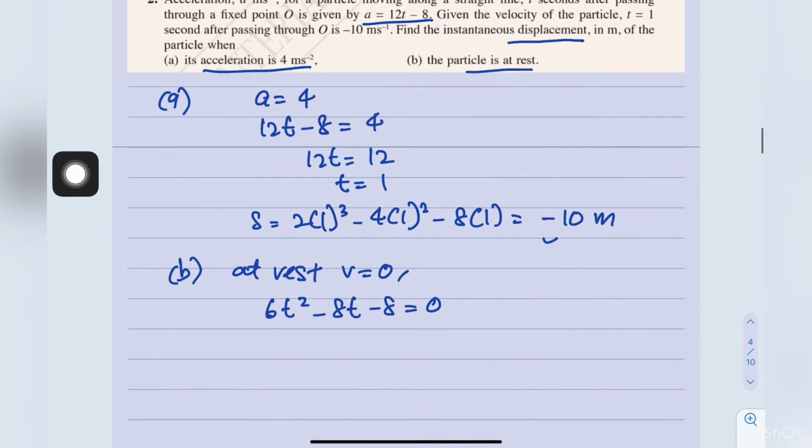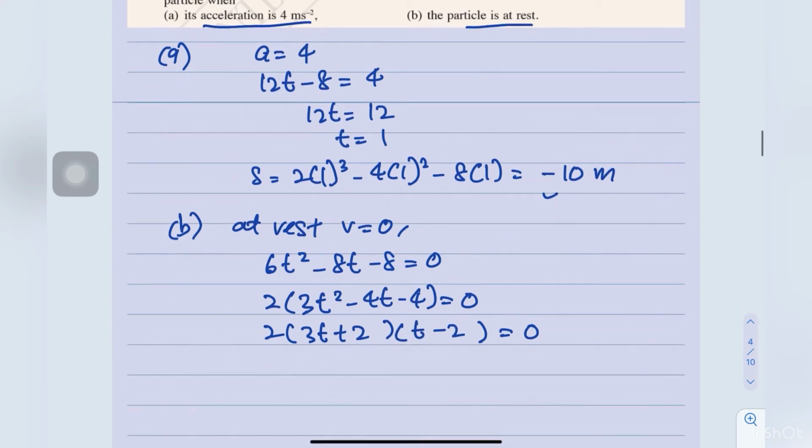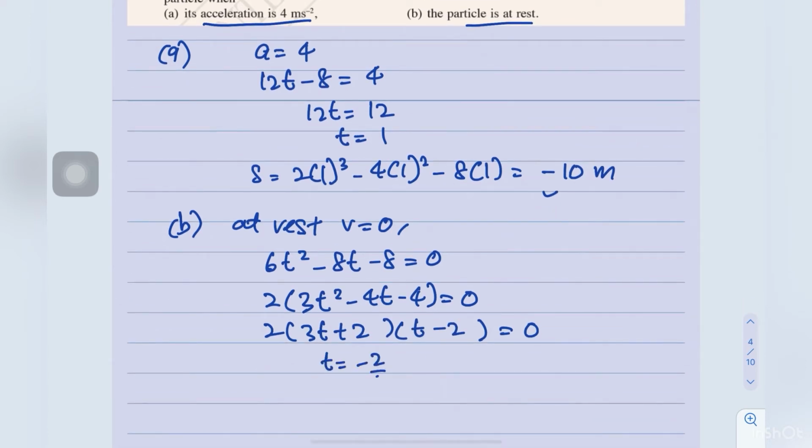This is a quadratic equation, so we can factorize. 2 times 3t squared minus 4t minus 4 equals 0. Then 2 times (3t plus 2)(t minus 2). So now we got t equals negative 2 over 3, t equals 2. Now t is time, and time is always positive, so we need to choose t equals 2.